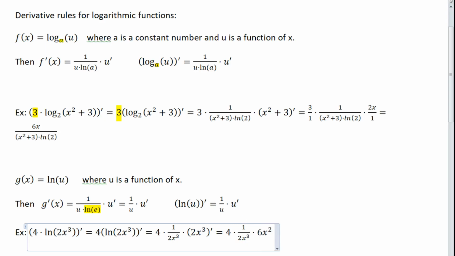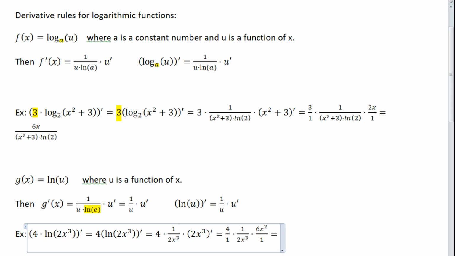multiplied by 6x squared. And then since this 4 is over 1, this 6x squared is over 1, you can bring that together. You'll have 24x squared over 2x cubed, and you can also simplify this: you divide 24 by 2, and you cancel out the exponents, so you'll have 12 over x. So this is how you find the derivative of a logarithmic function.